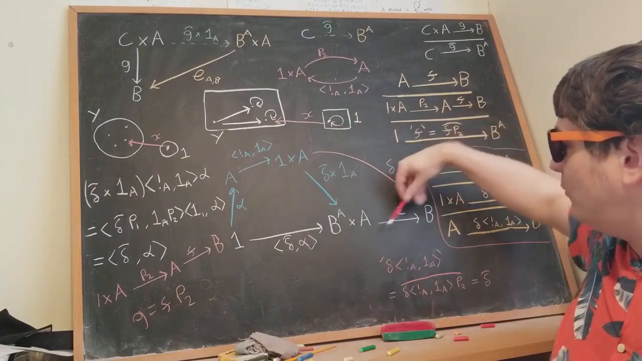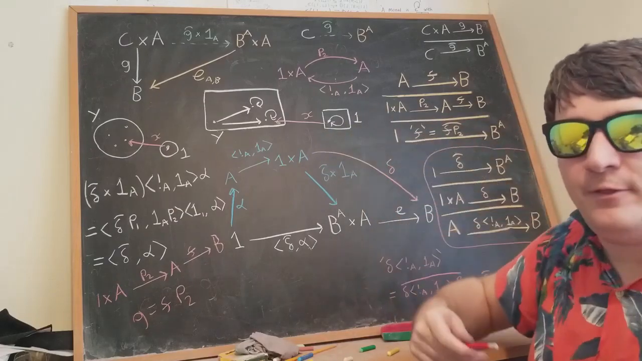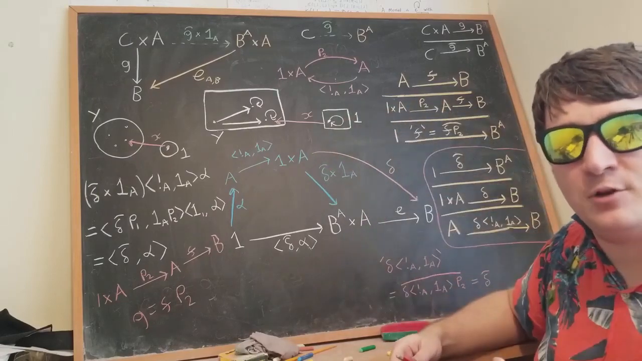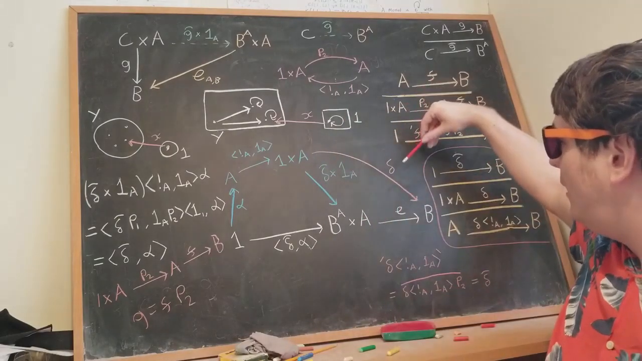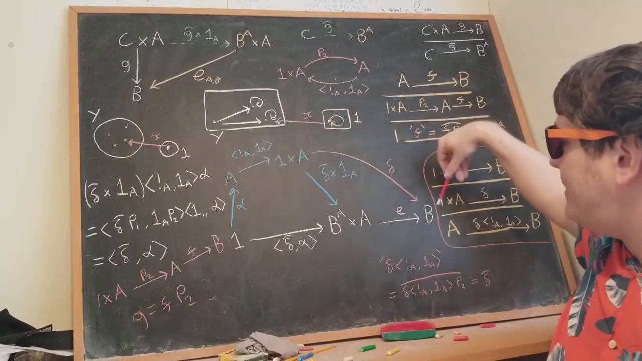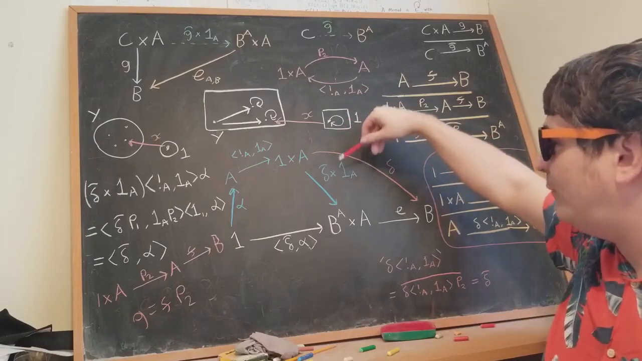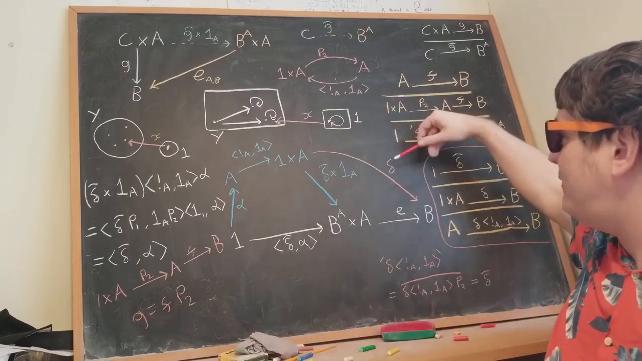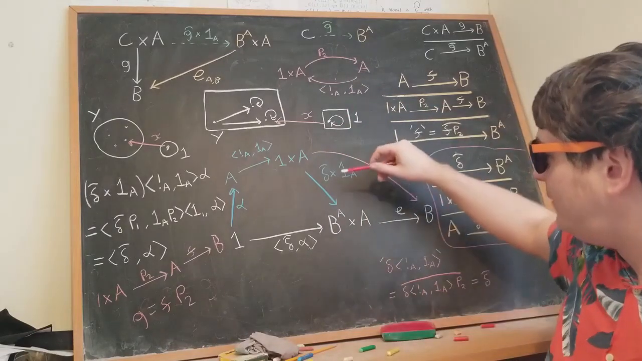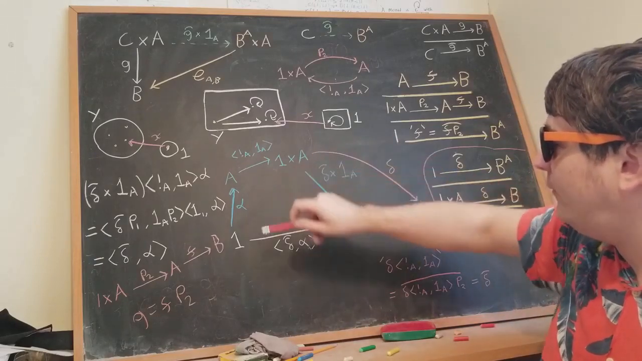Why does this triangle commute? Well, because this basically commutes by the definition of the exponential objects. We have this arrow delta from 1 times A to B, and this is its transpose, and e after its transpose times 1 should give this. This is just the definition of an exponential object. So this triangle commutes. Why does this square commute?